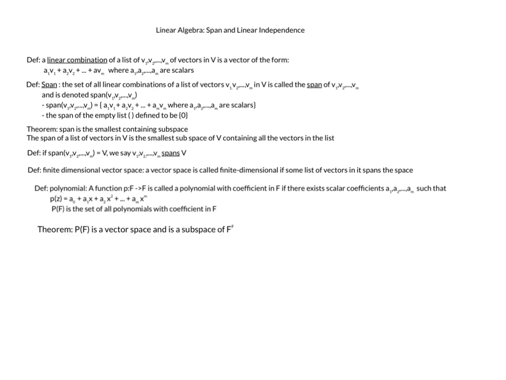Here we have the theorem that P(F), again the set of all polynomials with coefficients in F, is a vector space, and it is a subspace of F to the F. Actually, we proved something very similar when we were talking about vector spaces and subspaces. For the proof, I'll let you go back and look at the last video.